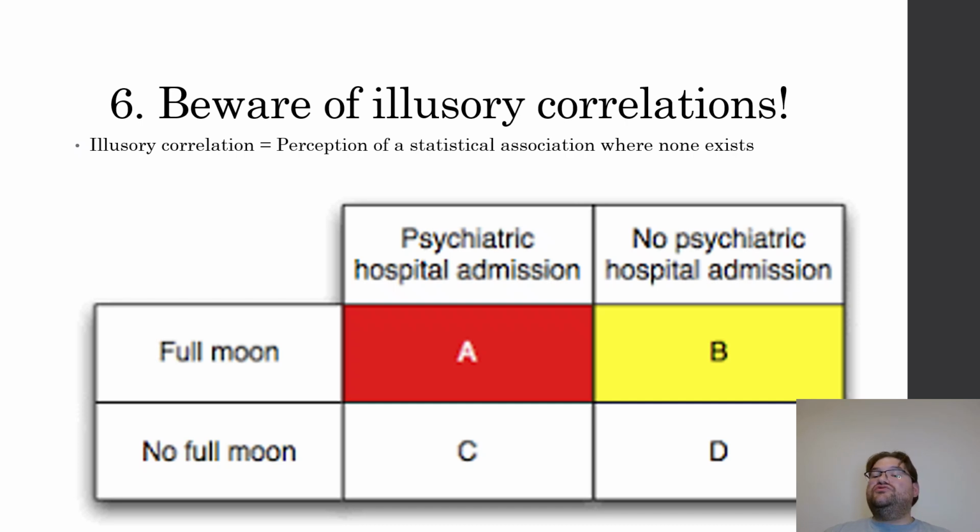Beware of illusory correlations, statistical illusions. An illusory correlation is a perception of a statistical association where none exists. I love this table that I borrowed from your textbook authors. What you can see here is a table plotting psychiatric hospital admittance and the presence of a full moon.